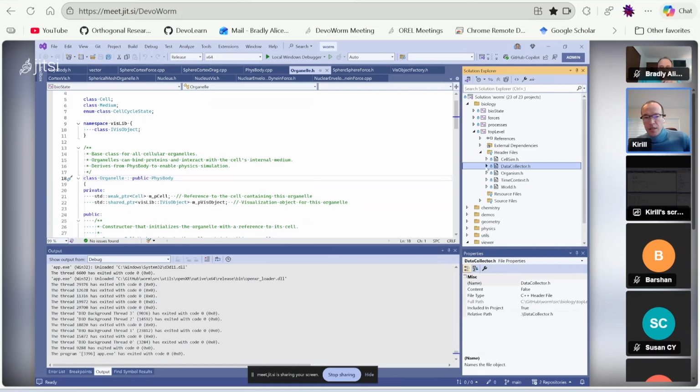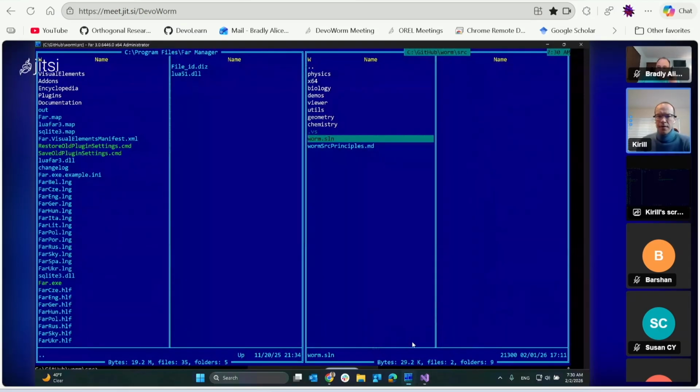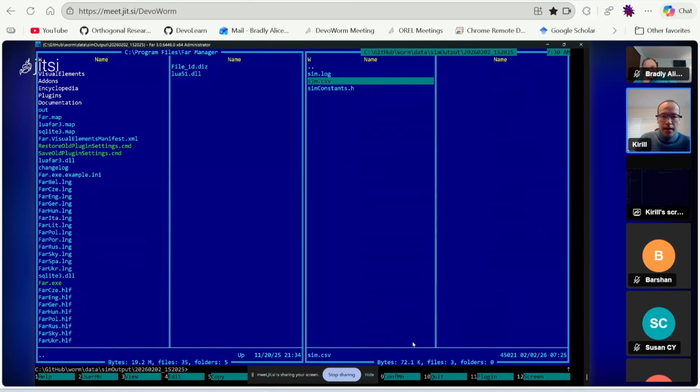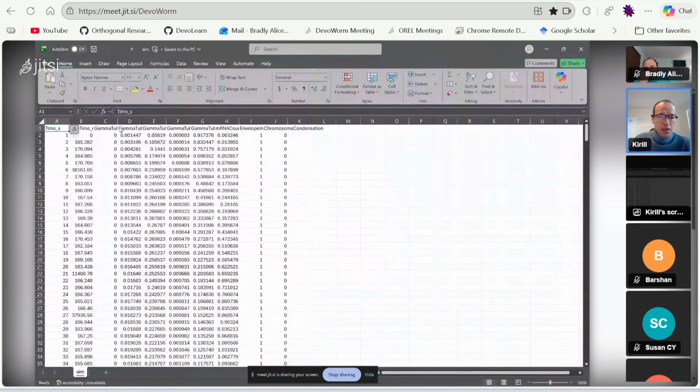What it does is, you can say, I want to collect this and this data at every simulation step, like the concentration of some particular protein, for example. And then you get as an output a CSV file that contains this data. Every time I run the simulation, a folder is created in the data sim output. Right now, when I was running, this folder was created, and there is a CSV file that saved some data.